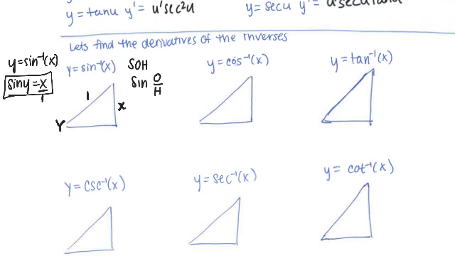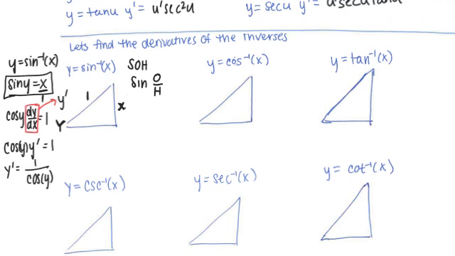Now what I want to do is find the derivative of this equation. The derivative of that is cosine of y dy/dx equals 1. Now we're going to start using something different for dy/dx. We're going to use y prime. That's the same thing. It just makes life a little bit easier. So cosine of y times y prime equals 1. Let's solve for y prime. So y prime equals 1 over cosine of y.